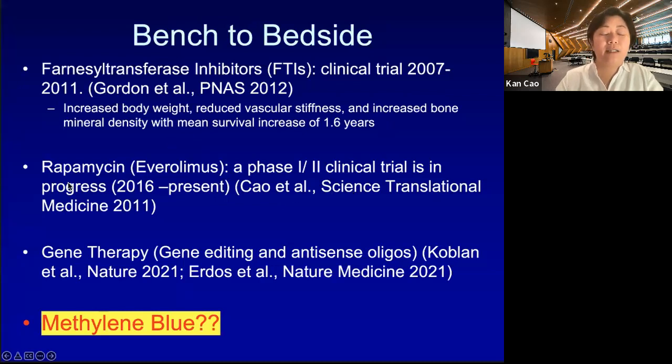This ongoing clinical trial is based on one of my research papers from 2011. The drug they use is everolimus, which is a rapamycin analog. What it does is inhibit a major pathway inside the cell, as well as stimulate the cell clearance pathway. And we do not have the results there yet.